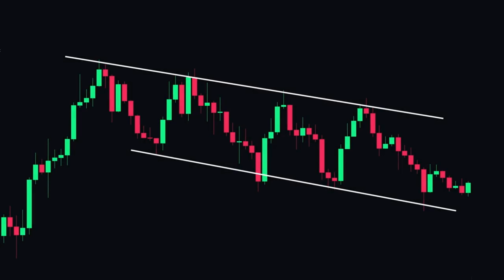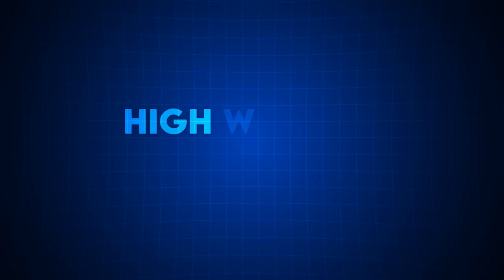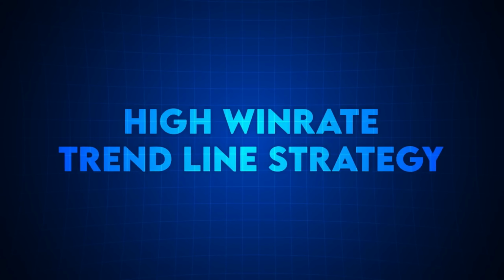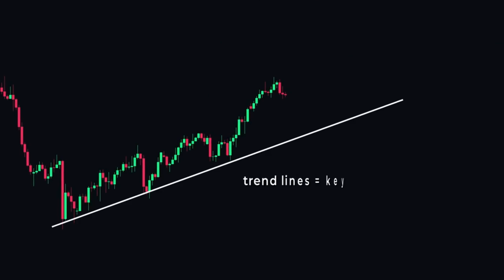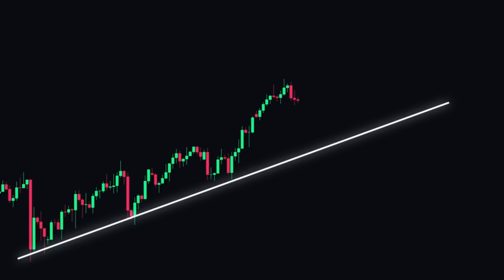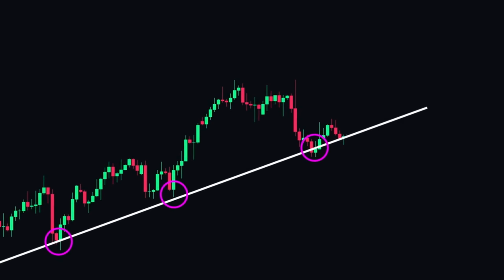Alright, now that you know how to draw trend lines the right way, I'm going to reveal the high win rate strategy that I use. So, the way this strategy works is, we treat trend lines as key levels. Let's say you have an existing trend line drawn on a chart. Now, when drawing a trend line, we can see that price bounced from it every time it touched in the past. So in the future, we could possibly expect another bounce.